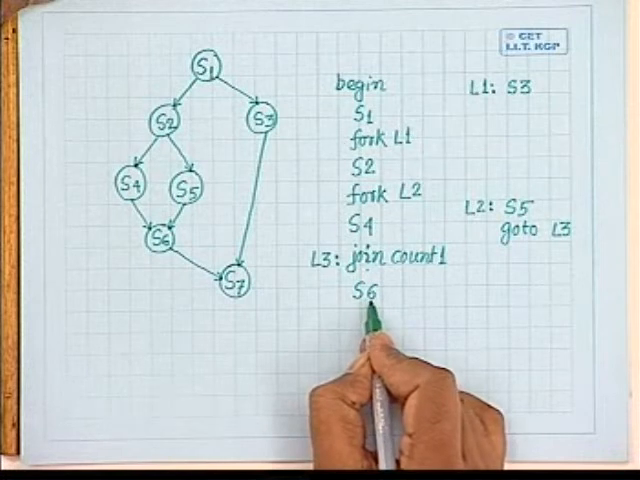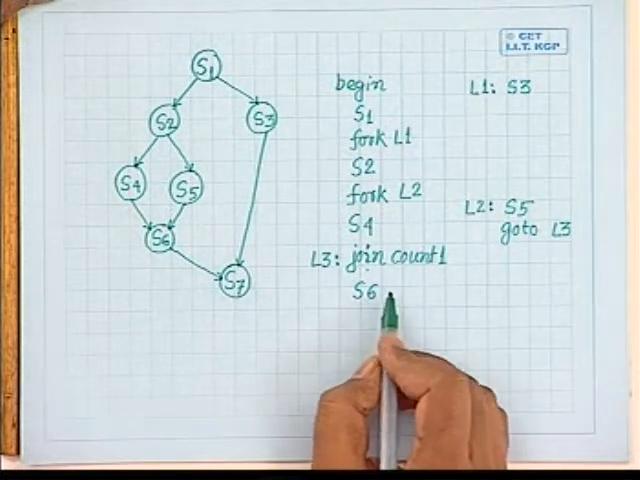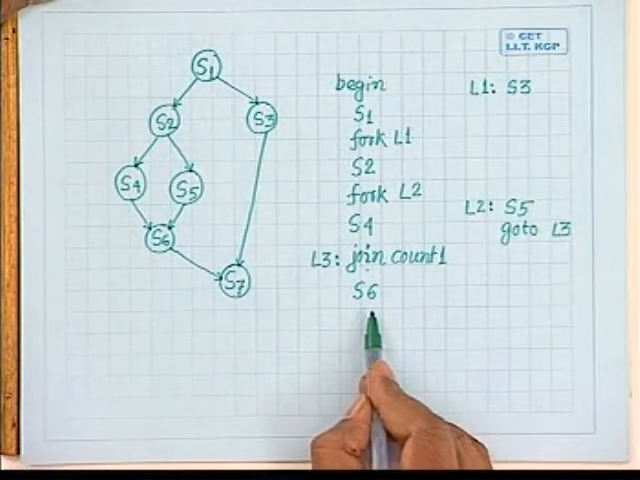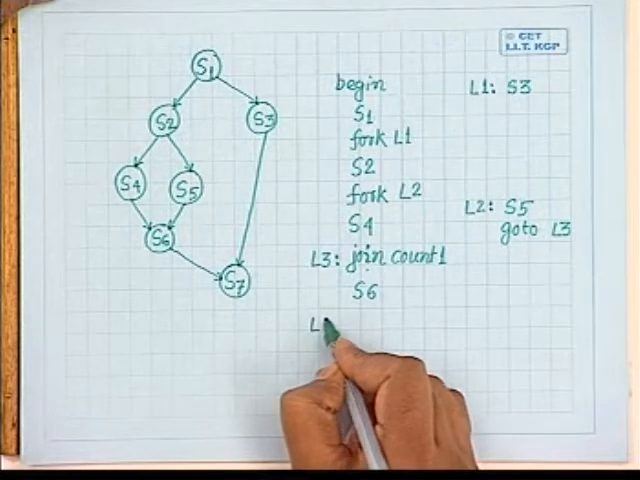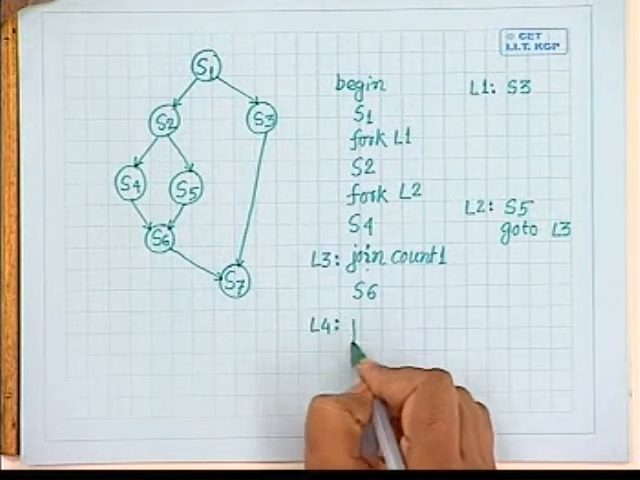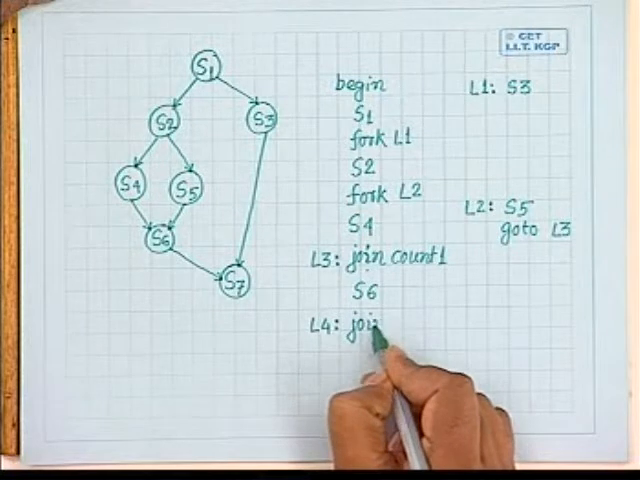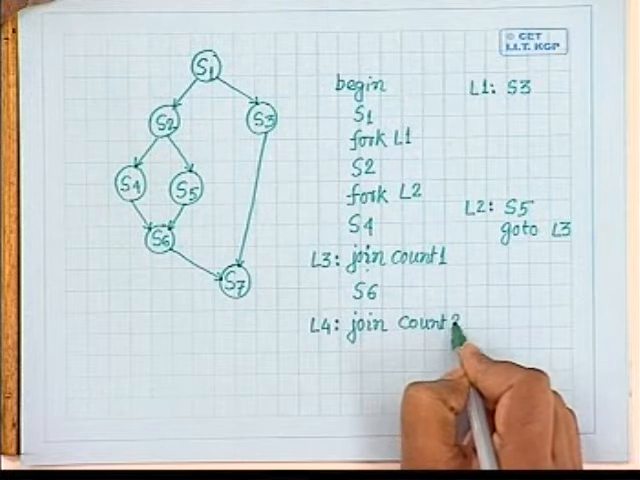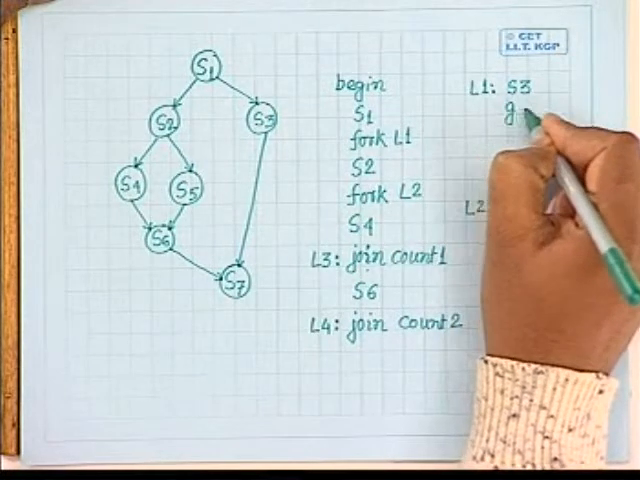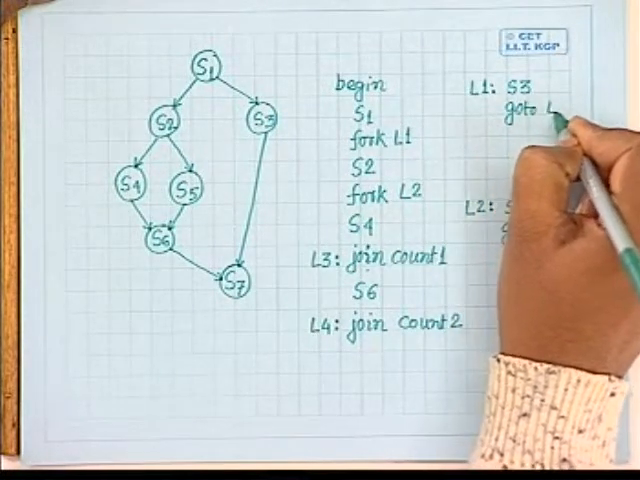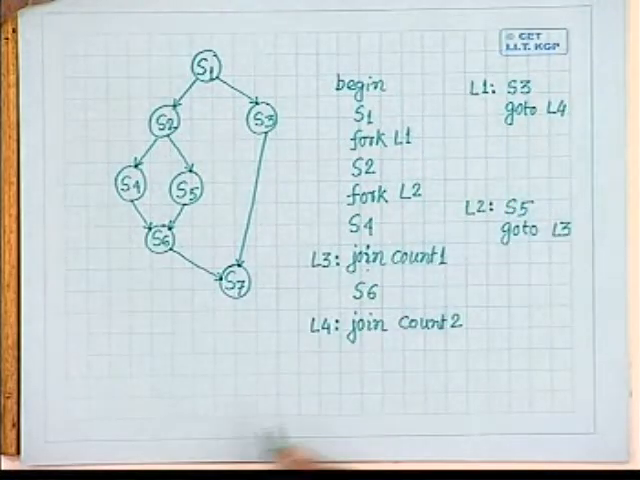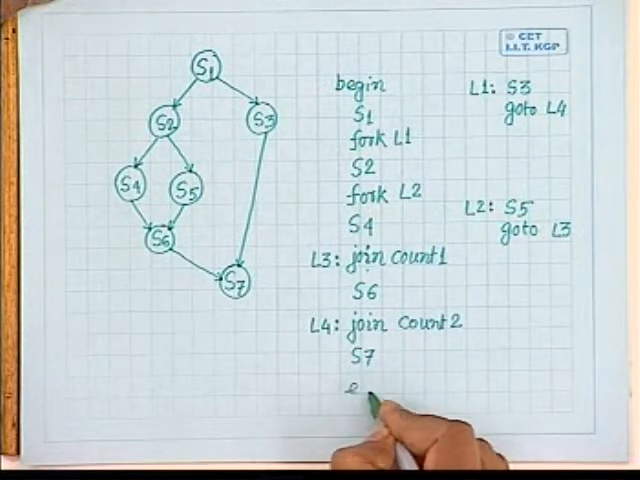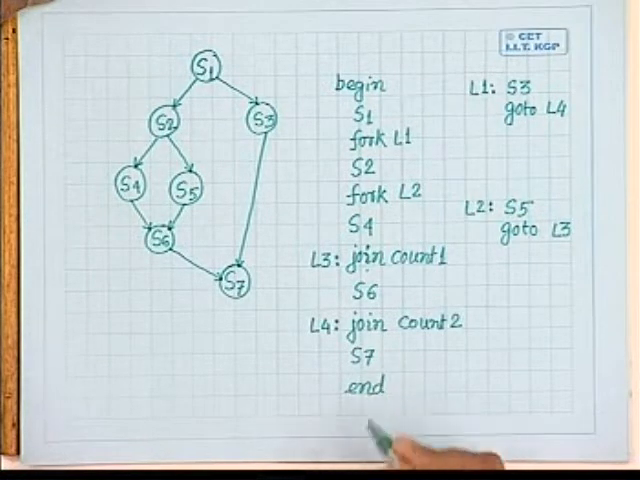After completion of S6, I have to combine two processes, one executing S3 and the one executing S6. So I'll put a label L4 with join count 2. And here I'll give go to L4. Then the final one will continue with S7, and then you come to the end of the program.